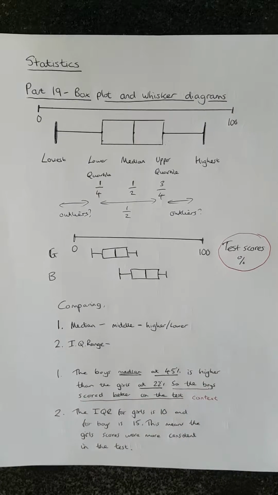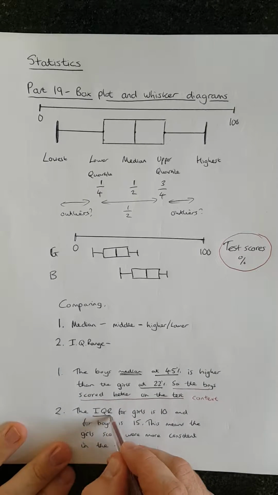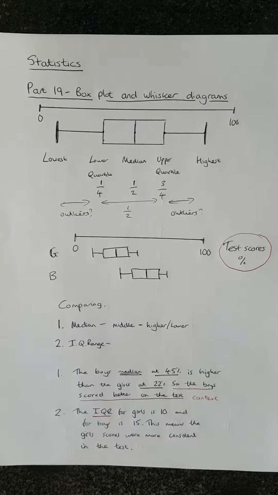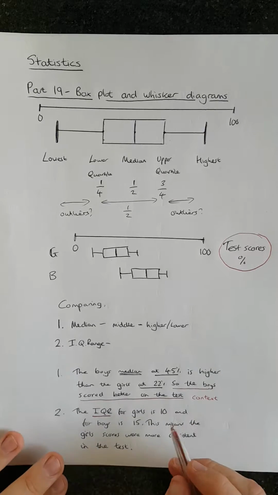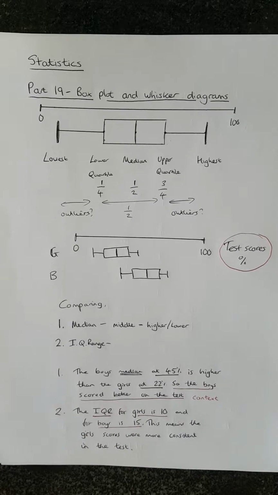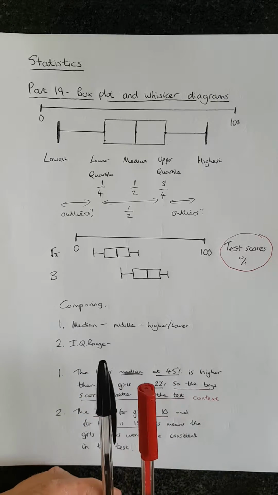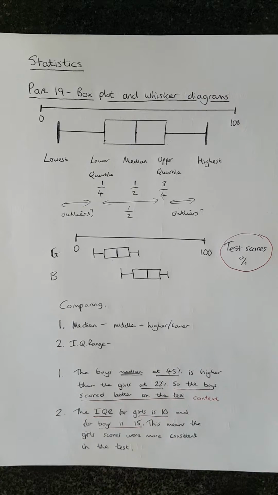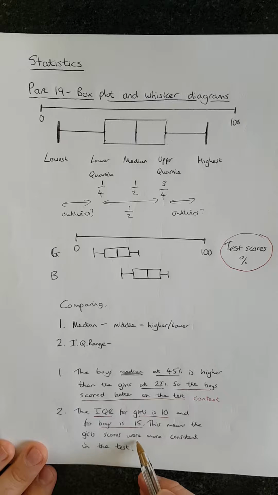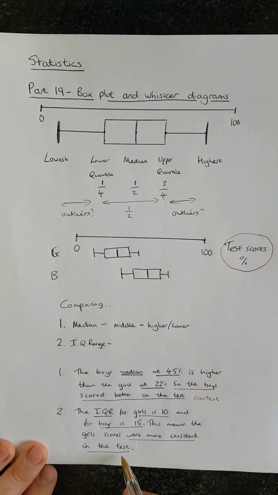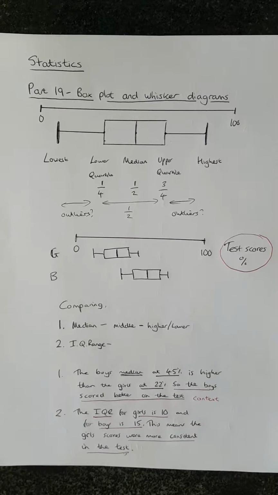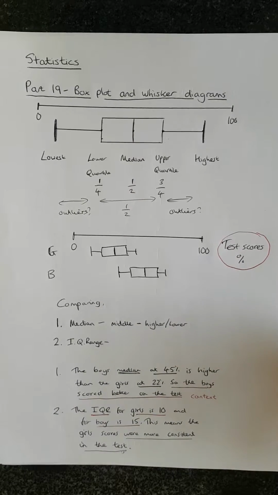So let's have a look at the comment. We've talked about interquartile range. We've talked about and given the two values for comparison. Now remember, the range is how spread out the things are. The more spread out the values are, the less consistent they are. After that, we've talked about consistency in the test, and that is our context.